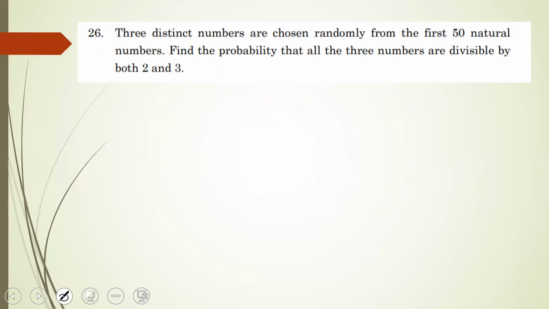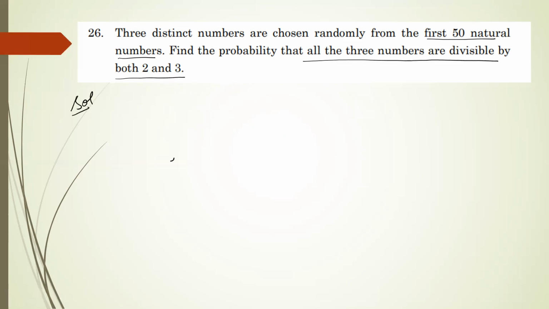This is a very simple question. Let's quickly read it and do it. 3 distinct numbers are chosen randomly from the first 50 natural numbers. Find the probability that all the 3 numbers are divisible by both 2 and 3. This is a very simple question.